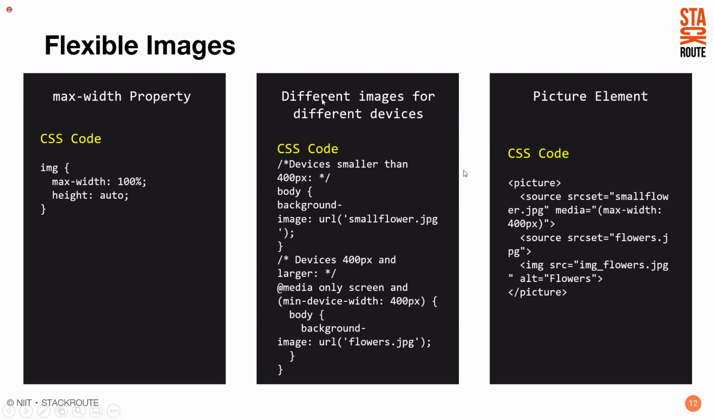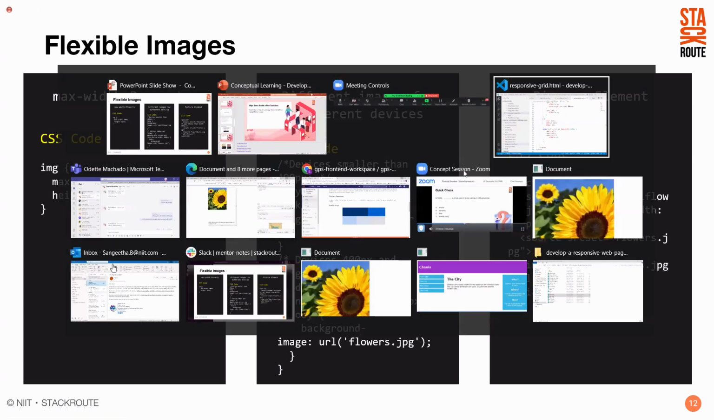Property, which we already discussed: different images for different devices. The other one is the picture element, by using picture and the media attribute, and the property name is maximum width. Requesting all of you to pay attention.